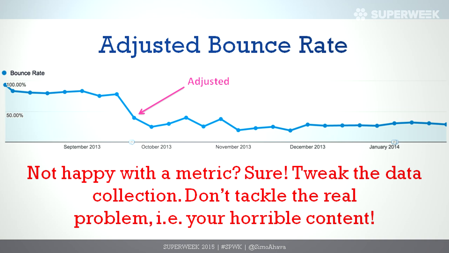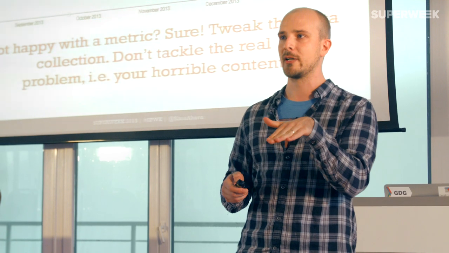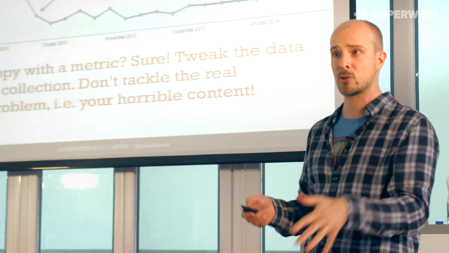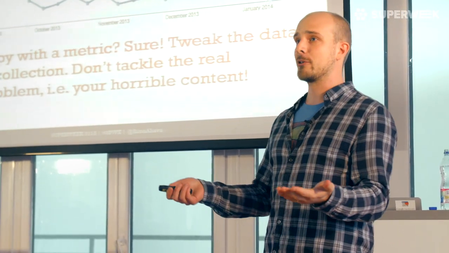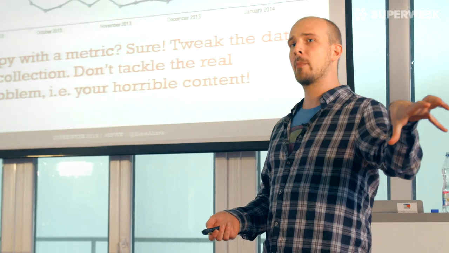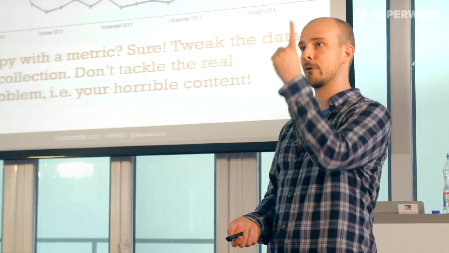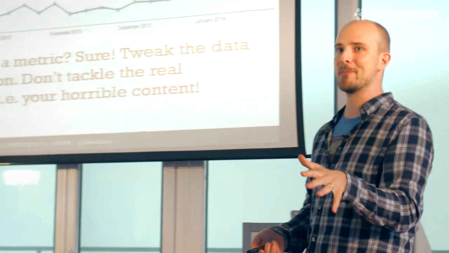So just tweak the data collection method. Just add something there that lowers the bounce rate. Don't worry about the fact that your content sucks, which is why the bounce rate is really high. Let's just tweak the metrics. Not happy with your conversion rate? Add your home page as a destination goal. You'll see your conversion rate go up instantly, I promise you.